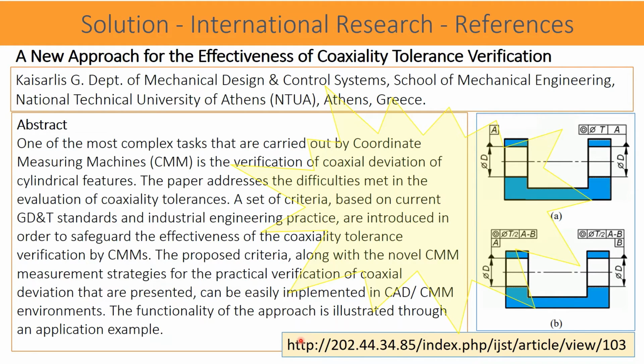The abstract of the paper: one of the most complex tasks carried out by coordinate measuring machines is the verification of coaxial deviation of cylindrical features. The paper addresses the difficulties met in the evaluation of coaxiality tolerances. A set of criteria based on current GD&T standards and industrial engineering practice are introduced in order to safeguard the effectiveness of the coaxiality tolerance verification.